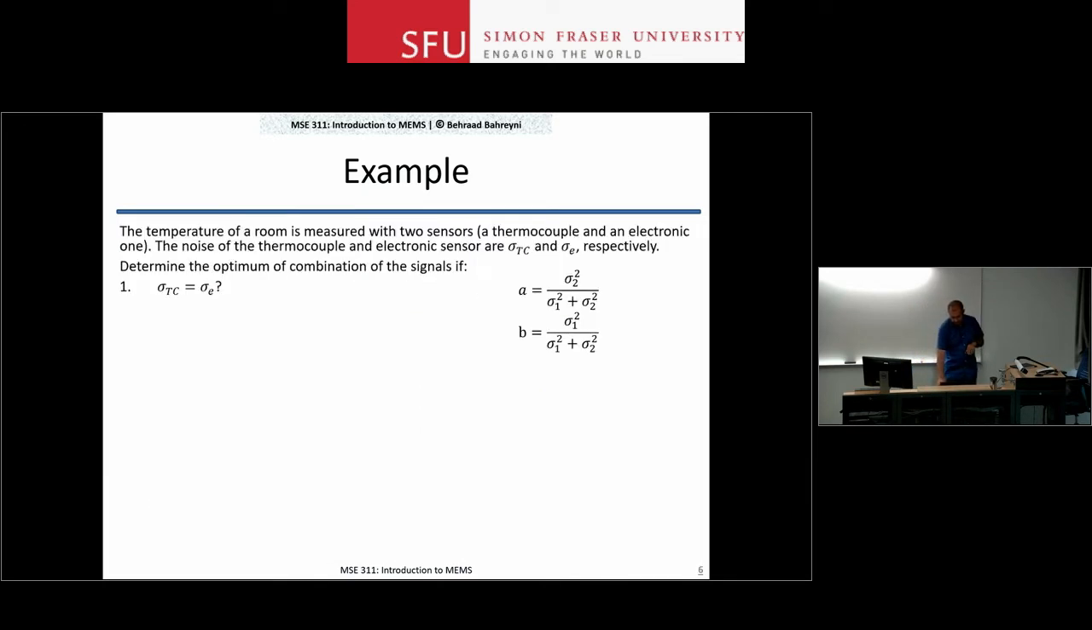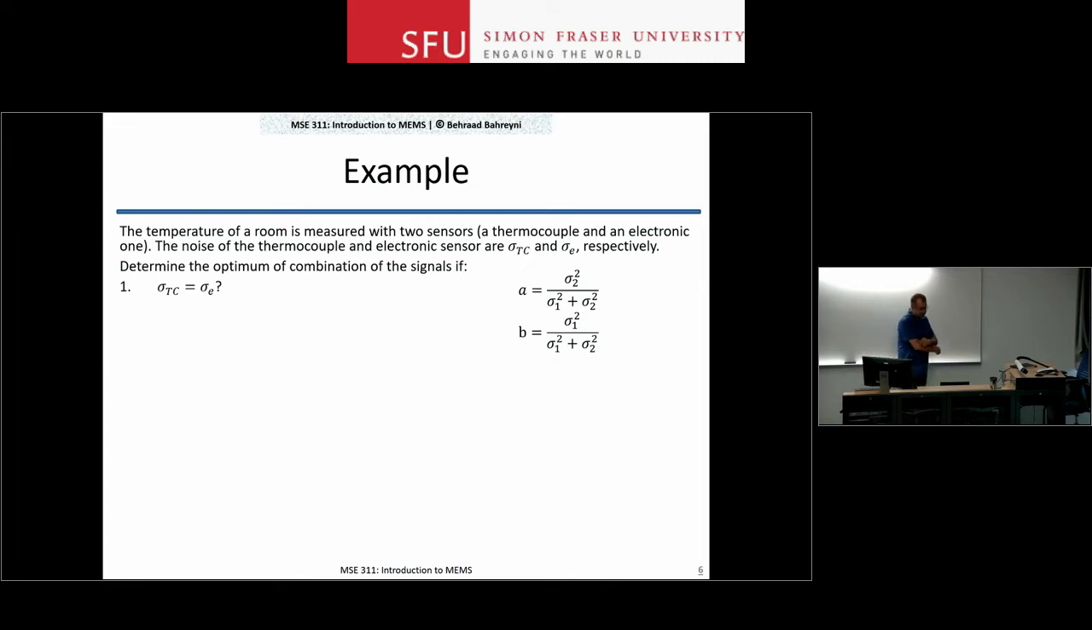Now, let's go through one quick example here. I'm actually going to just go through these and tell you the numbers. You can verify it at your end. The question here says that we have a couple of temperature sensors. One is a thermocouple, the other one is an electronic one, and we're using them to measure the temperature of, let's say, the same object or the same room. Now, the question is that I have two independent measurements and I want to use them both. How do I optimally combine them?